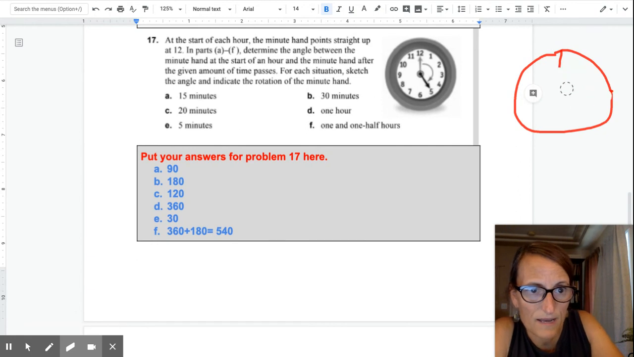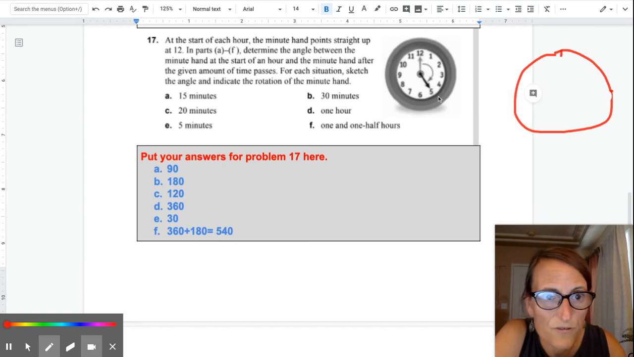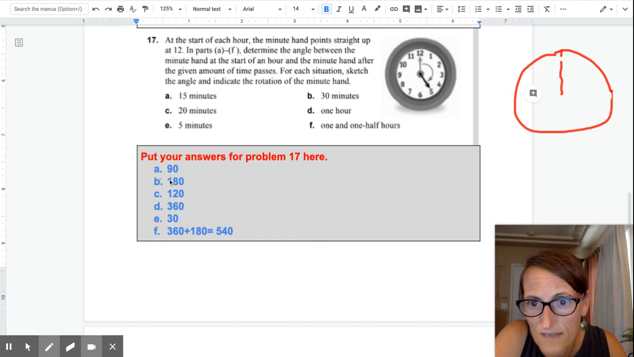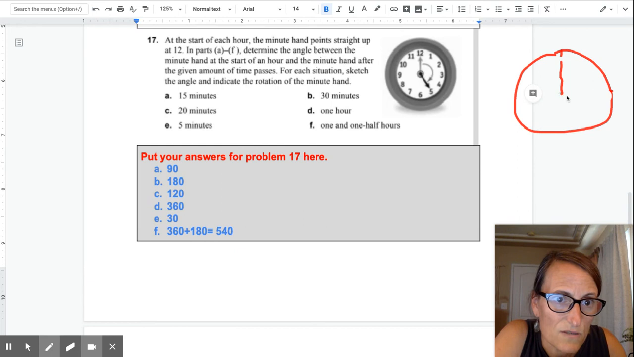So now we're asking for B after 30 minutes. So that one also pretty easy. If you're up at 12 and you go all the way down to the 6, that's going to be a straight line up and down. So that's 180 degrees.